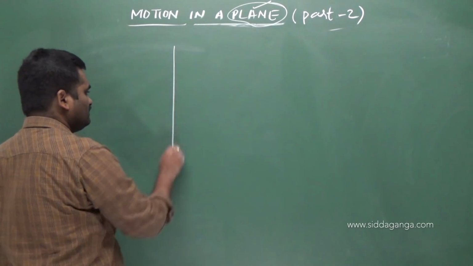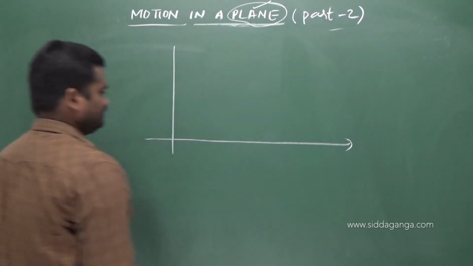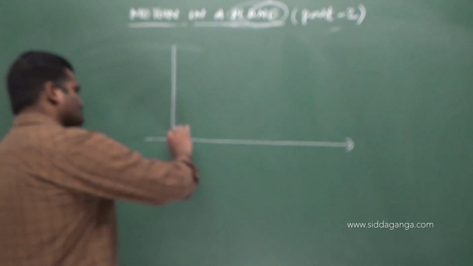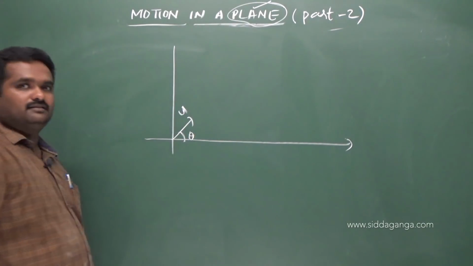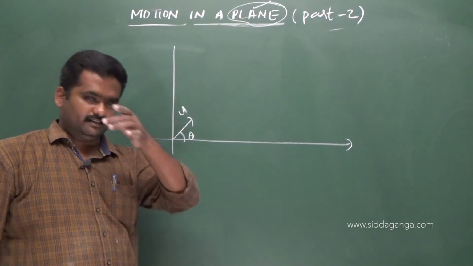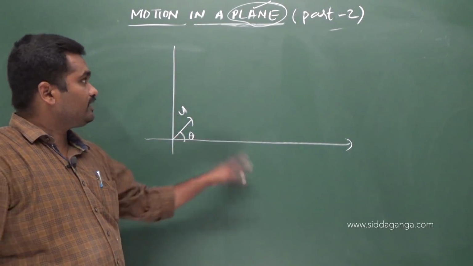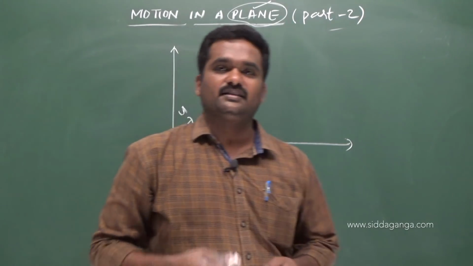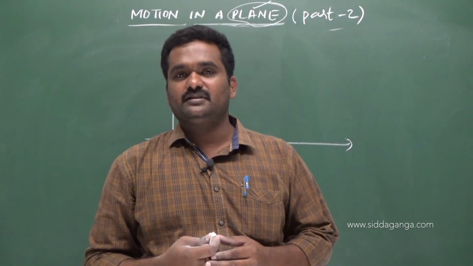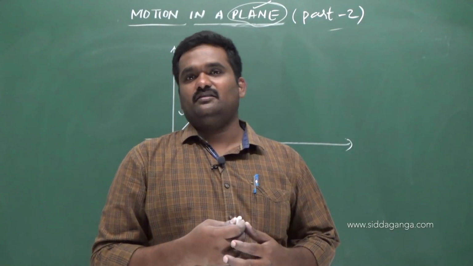So what we have to study here is, a body has been thrown into the air with a certain velocity u, making an angle theta with the horizontal. What is the path taken by the projectile? That path taken by the projectile, we can also call the trajectory of the projectile. What is that trajectory?